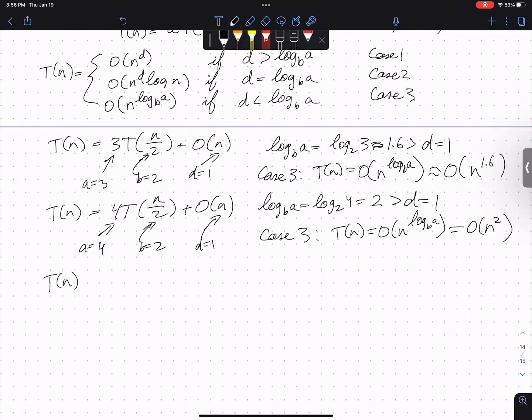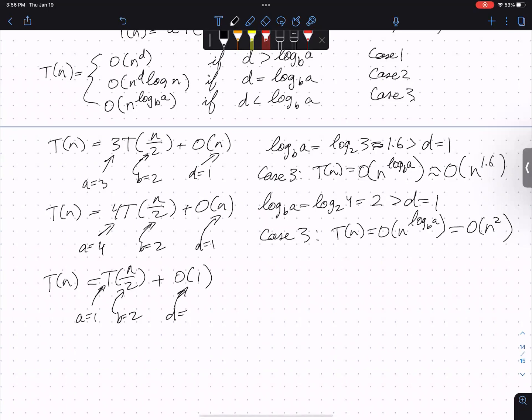Okay, let's do another example. T of n equals T of n over 2 plus O of 1. Do you guys know any algorithm that has this type of running time? Yeah. Binary search, right? In binary search, you make one recursive call, right? So a equals 1, you go either left half or right half, so you reduce the problem size by 2, and you actually don't do any non-recursive work. I mean, you do some constant comparisons, and that's it.